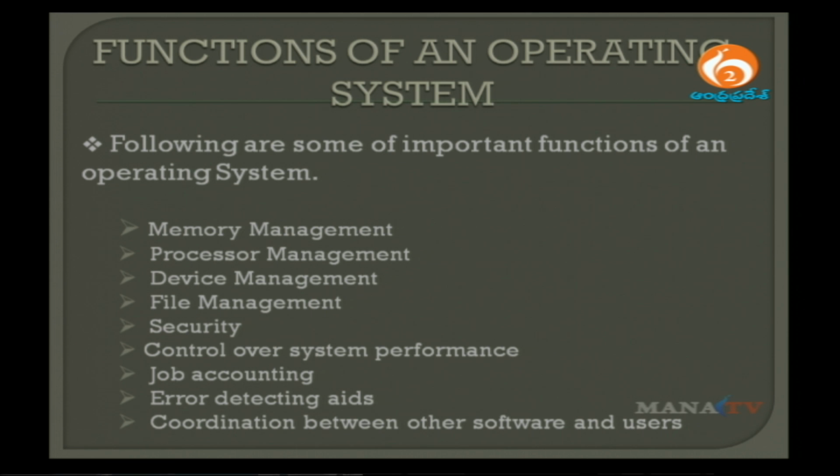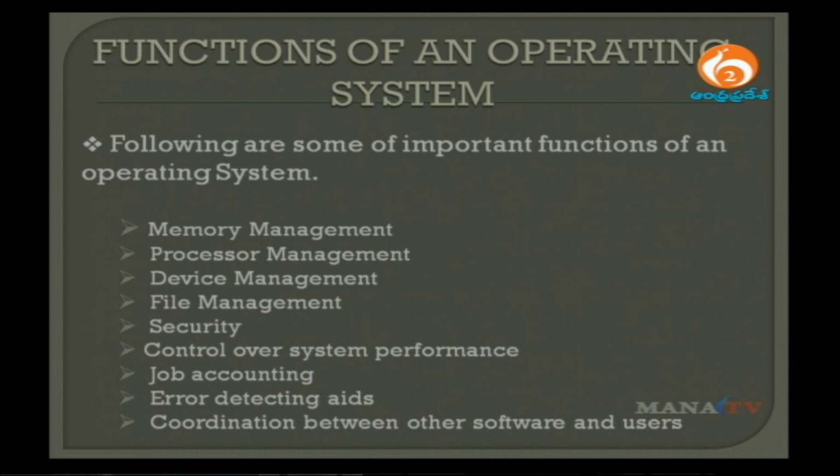If you can see the slide, we have the following important functions of an operating system: memory management, processor management, device management, file management, security, control over system performance, job accounting, error detecting aids, coordination between other software and users. So, these are some important functions of an operating system.